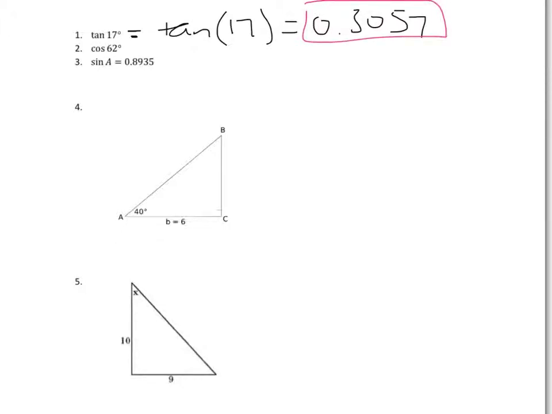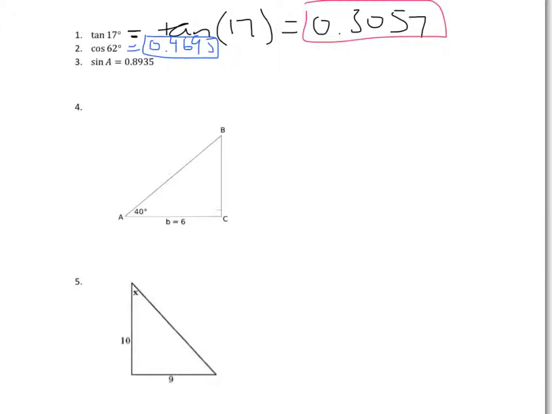Now the cosine of 62, you're going to do in basically the same exact fashion. You're going to type in your calculator cosine 62, hit enter. You should get 0.4695 when you round it to 4 decimal places. Very, very simple. Now, this last one, we've got sine of A equals 0.8935.